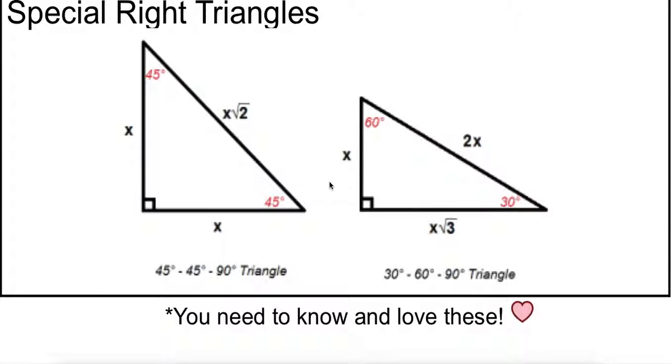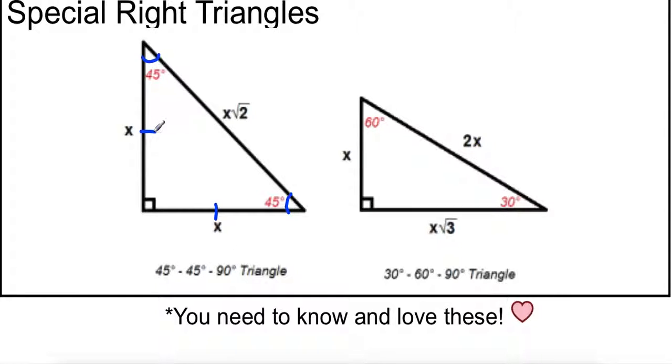We have two special right triangles that you need to know and love because they're going to come up a ton, and there's a lot of really important things that we can do with these. One of the special right triangles is the 45, 45, 90 triangle, which is here on the left. If these are both 45 degrees, that means that these two sides have to be equal. So we call them x and x. The hypotenuse then is x root 2.